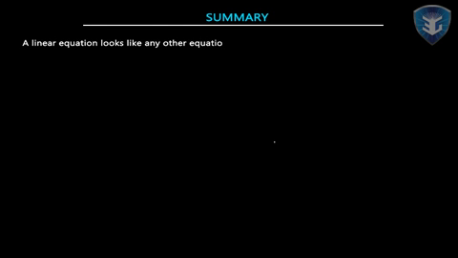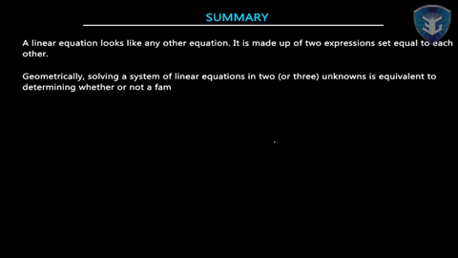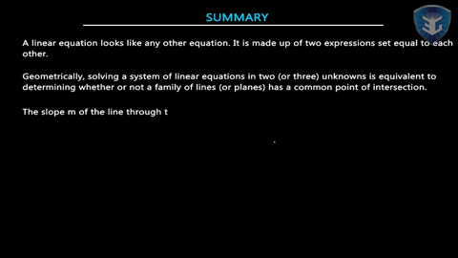Now in the end, let us summarize what we have learned in this lecture. A linear equation looks like any other equation. It is made up of 2 expressions set equal to each other. Geometrically, solving a system of linear equations in 2 or 3 unknowns is equivalent to determining whether or not a family of lines or planes has a common point of intersection. The slope m of the line through the distinct points (x1, y1) and (x2, y2) is calculated.